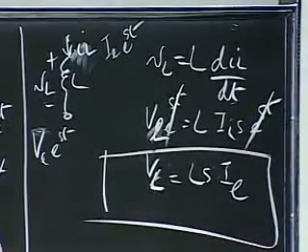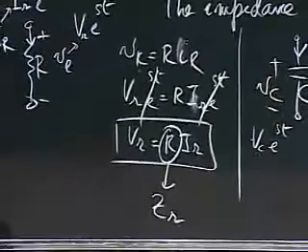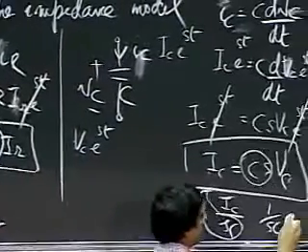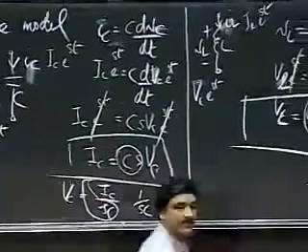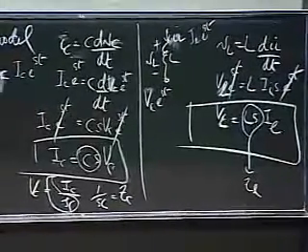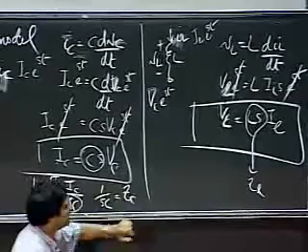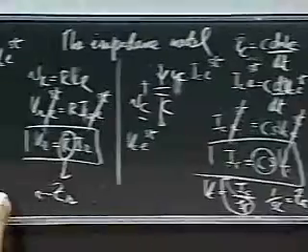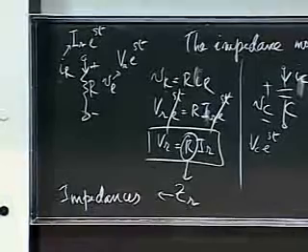What I'm going to do is give this the name ZR. Let's give this 1 by SC the name ZC, and let's give this the name ZL, because each kind of behaves like a resistor. So the resistor becomes ZR, 1 by SC behaves like a resistor so I call it ZC, and this is ZL. These are called impedances.